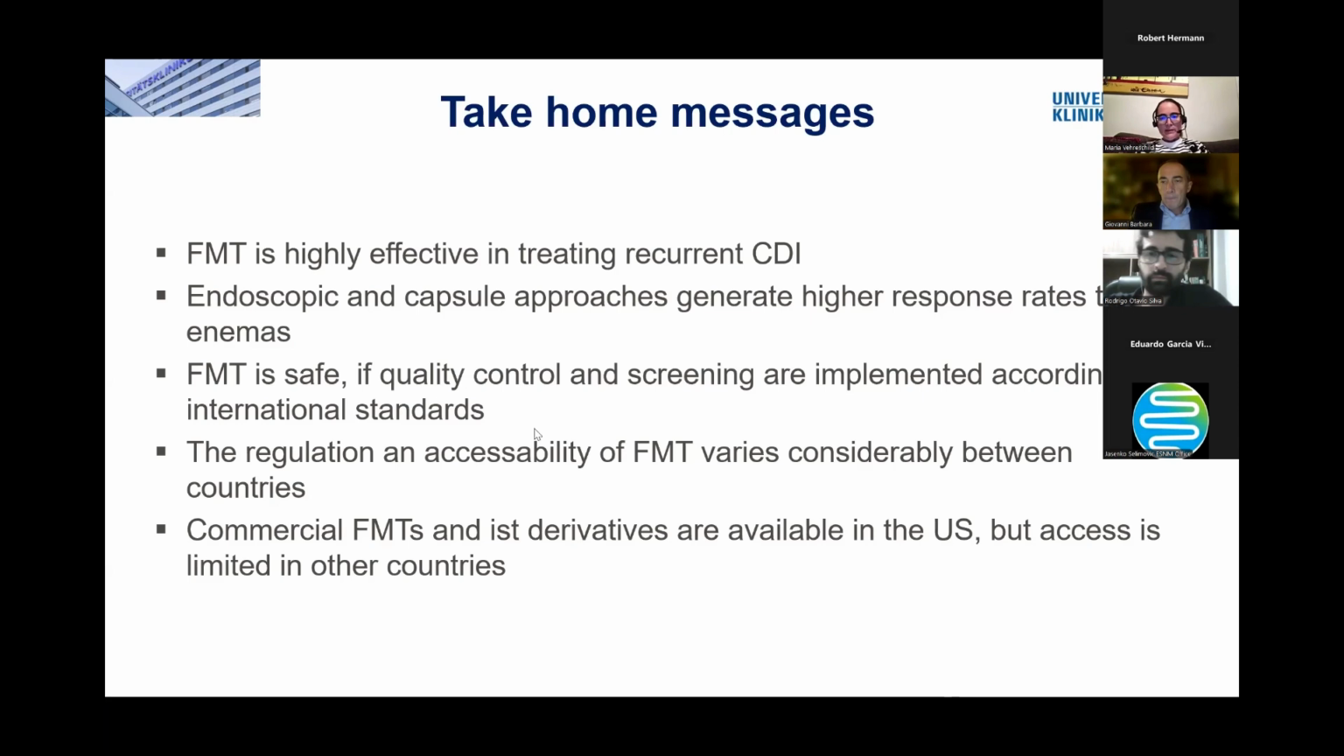And we have a very variable regulation between different countries, so you have to check what the situation is in your own country. And at least in the US, commercial FMTs are now becoming available, but I doubt that the people here actually have access to the commercial FMTs.